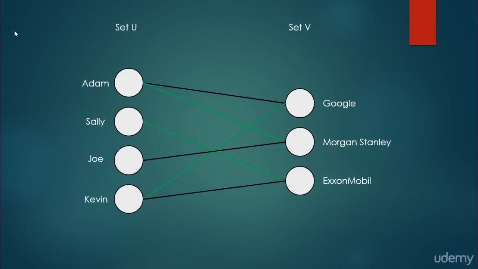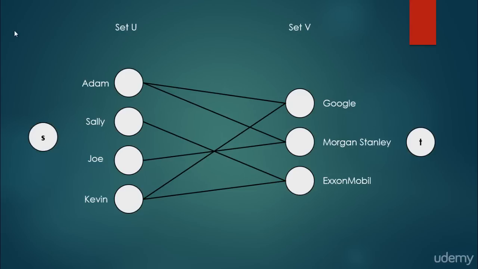And for example, this is a maximum matching. So Kevin gets a job at Google, Adam at Morgan Stanley, and Sally at ExxonMobil. And Joe, of course, one of the applicants, is not going to get a job because there are 3 jobs for 4 people. So I think it's pretty straightforward. And how can we solve this problem?